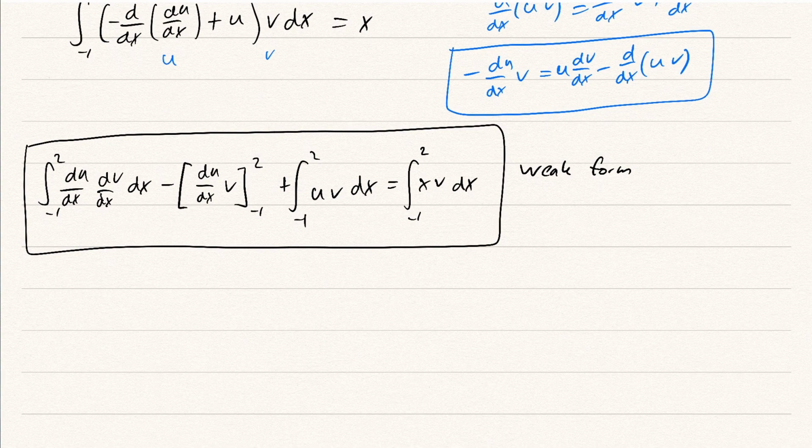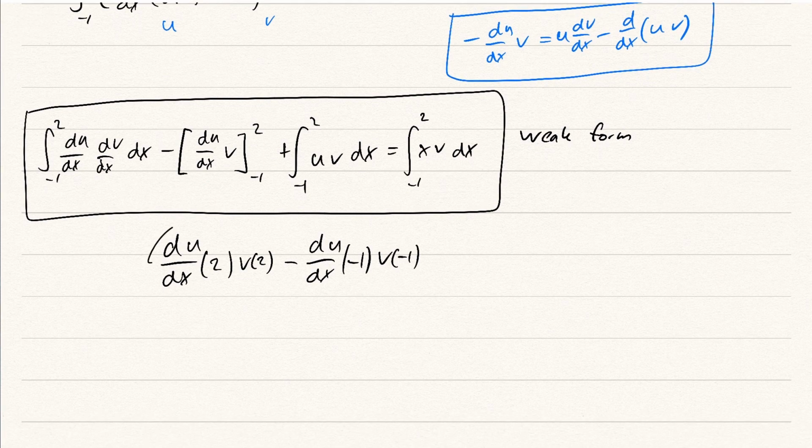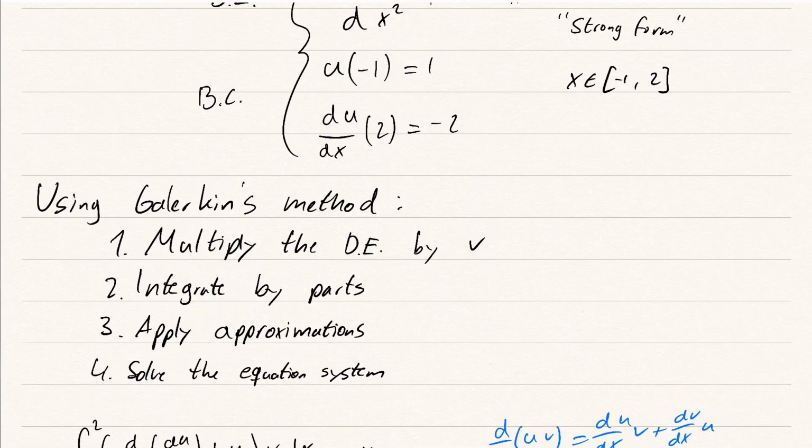Okay, so we're at this stage now. Let's look at this before we continue. The stuff that is hiding in there is, of course, du/dx at 2 times v of 2 minus du/dx at -1 times v of -1. So this is contained in there, and those are our boundary values as well.